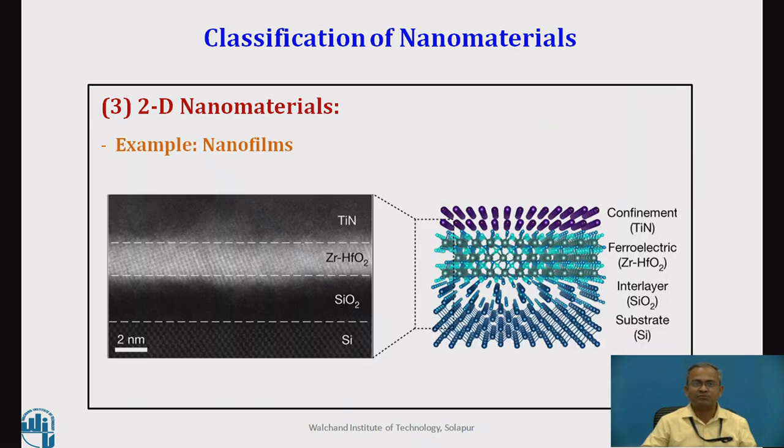The first and most famous example of 2D nanomaterials is nanofilm. Nanofilms are ultra-thin films with thickness in the nanometer range, typically less than 100 nanometer. They are often used to modify the surface properties of materials without significantly altering their bulk characteristics. They can be single-layered or multi-layered. Here is a cross-sectional image of hafnium zirconium oxide nanofilm carefully grown on silicon. This image is taken using a transmission electron microscope.